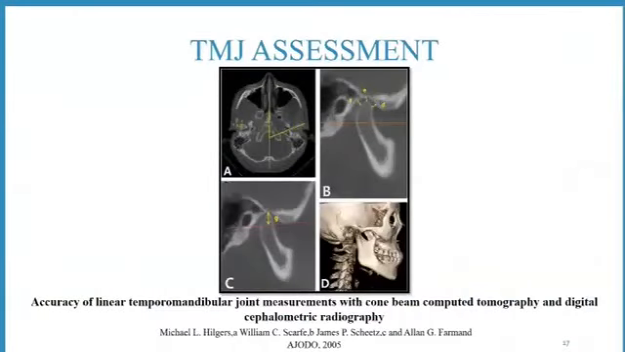TMJ assessment. CBCT provides diagnostic accuracy and reliability for the evaluation of osseous TMJ abnormalities. In 2005, the first study, titled Accuracy of Linear Temporomandibular Joint Measurements with Cone Beam Computed Tomography and Digital Cephalometric Radiography by Michael et al., was published, showing that CBCT can produce accurate and reliable TMJ dimension measurements.